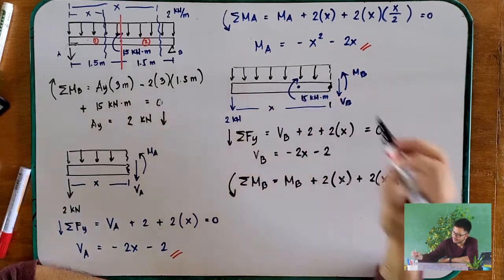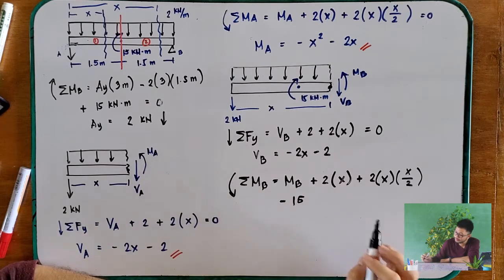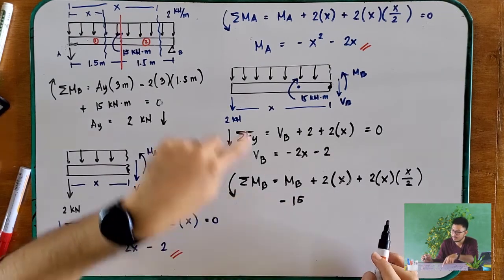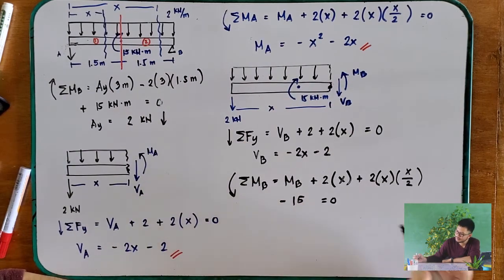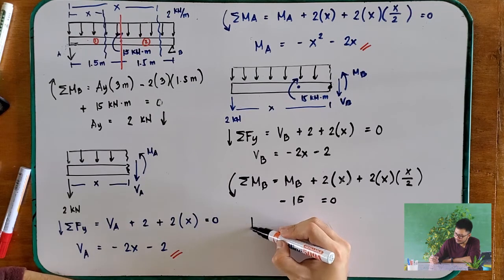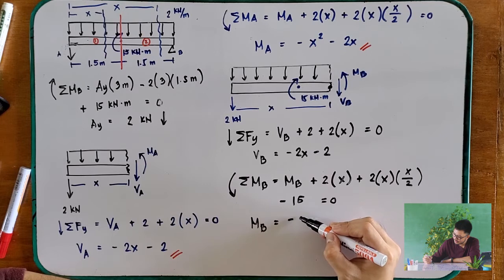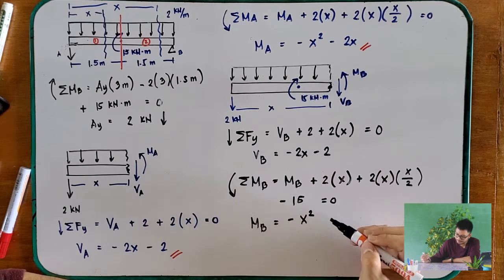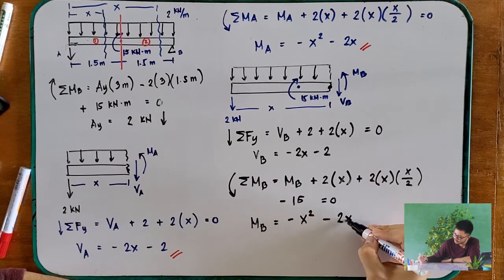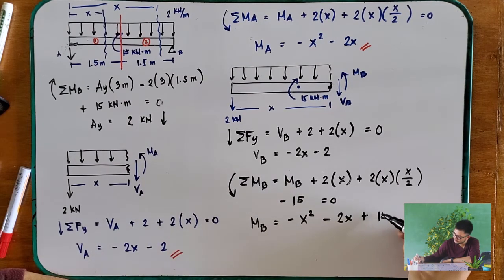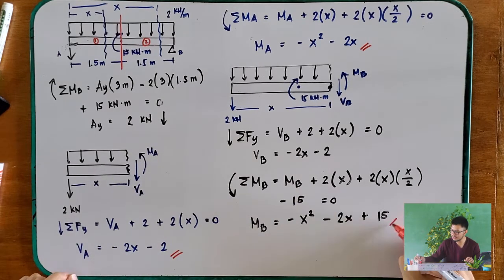Then the concentrated moment minus 15 kilonewton meter. Is that all? 1, 2, 3, 4. Okay, and that is equal to 0. So therefore, your MB here is equal to negative x squared minus 2x plus 15. And this is your answer.